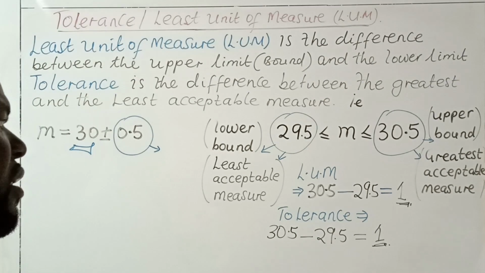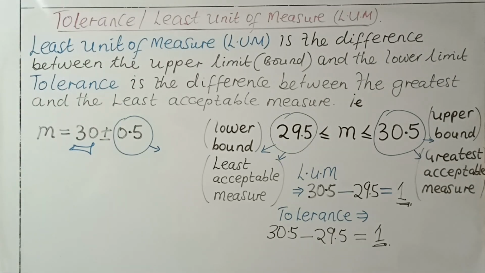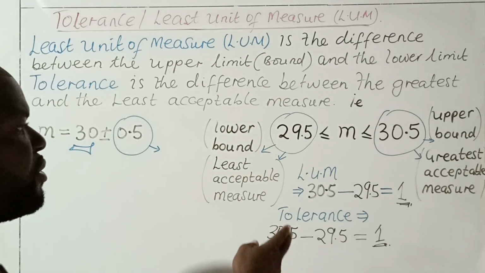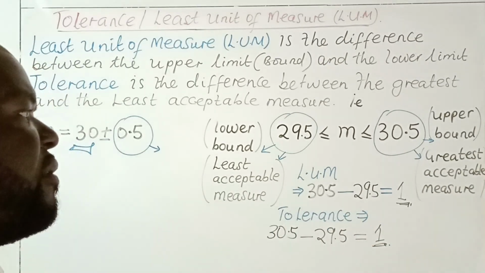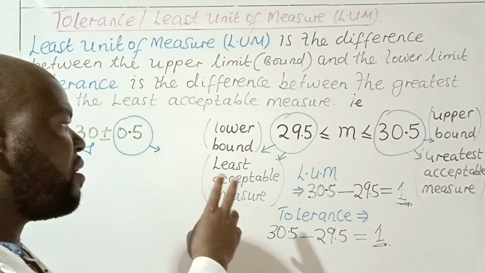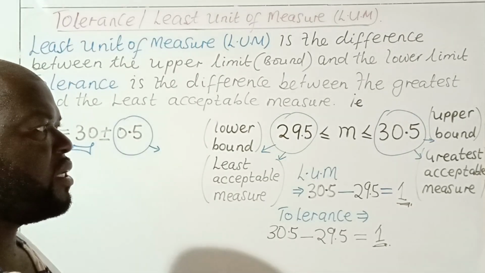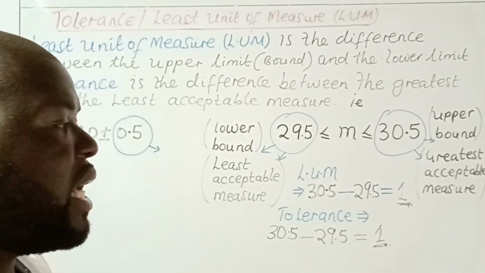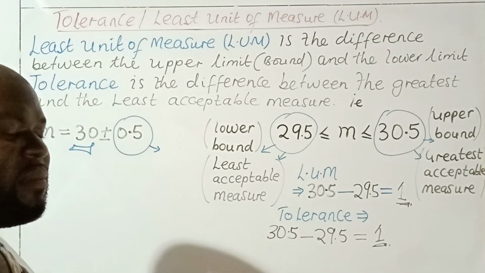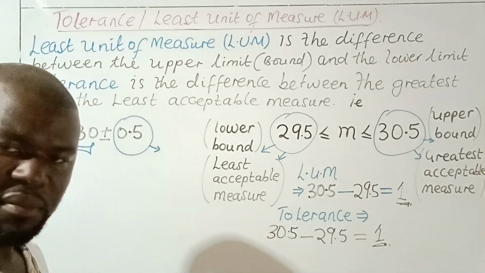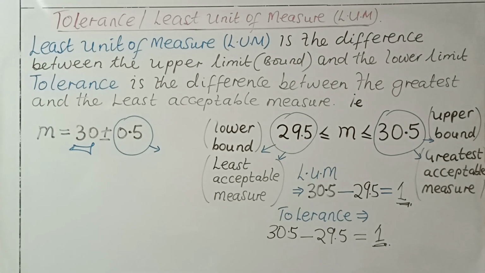So technically, you can see that the least unit of measure and the tolerance are basically the same. The least unit of measure, which is the difference between the upper bound and the lower bound, is 1. And the tolerance, which is the difference between the greatest acceptable measure and the least acceptable measure, is also 1. So we can conclude that the least unit of measure and the tolerance are the same.